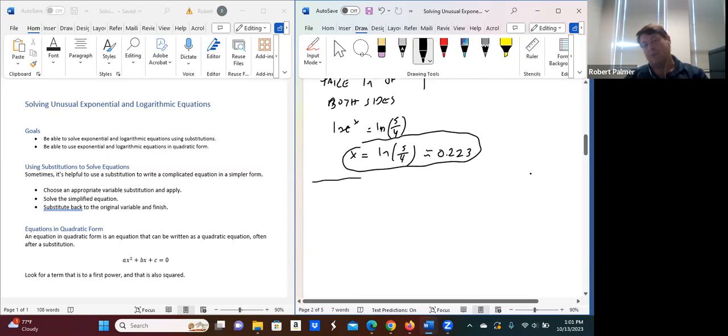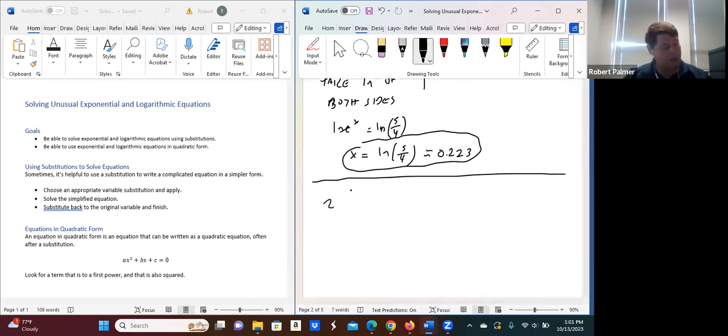Okay, now let's take a look at the second one. All right, number 2, let's say we have log of z squared is equal to log of z to the 7th. Now, here again, this is a complicated equation. It doesn't really fit into the usual ways of trying to solve a logarithmic equation.